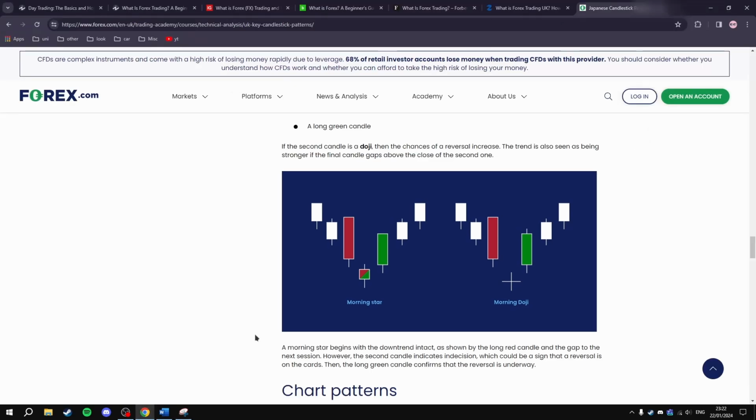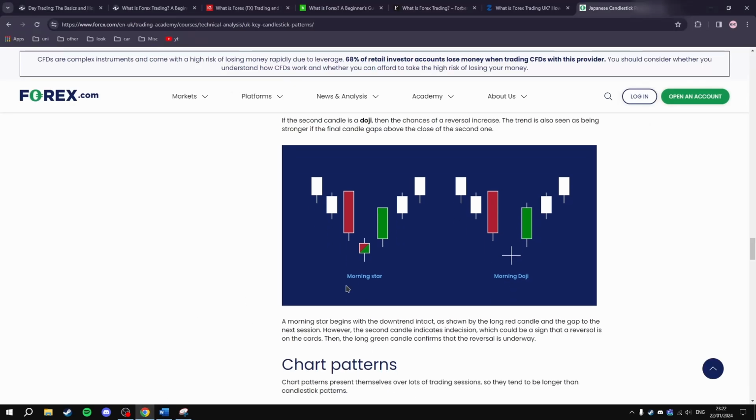And what did they say? A morning star begins with the downtrend intact, as shown by the long red candle, and a gap to the next session. However, the second candle indicates indecision, which could be a sign that reversal is on the cards. Then the long green candle confirms that reversal is underway.